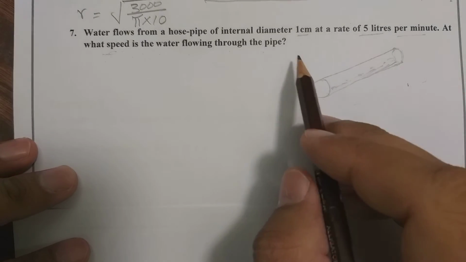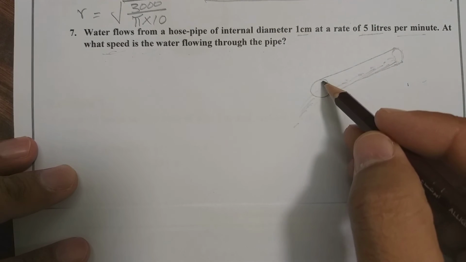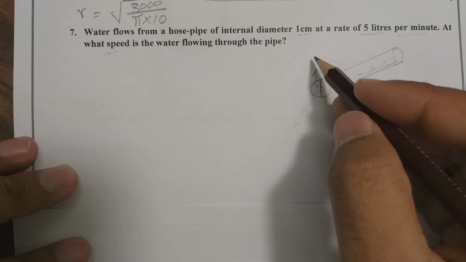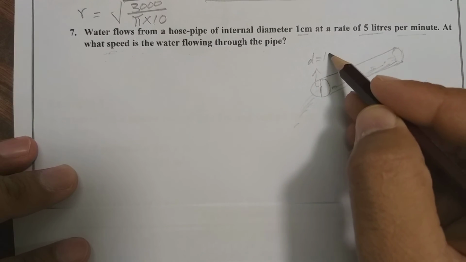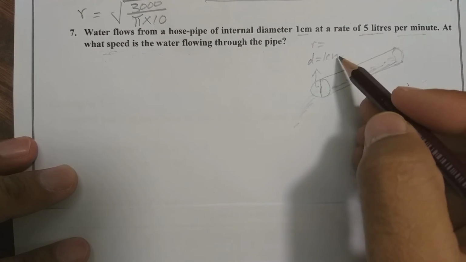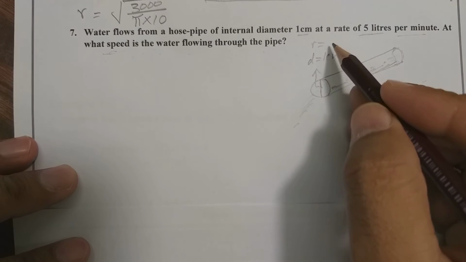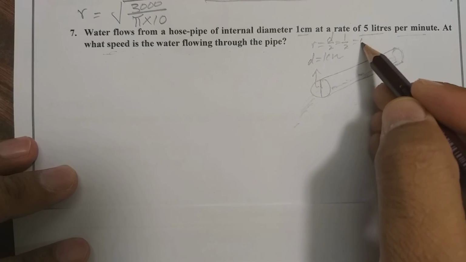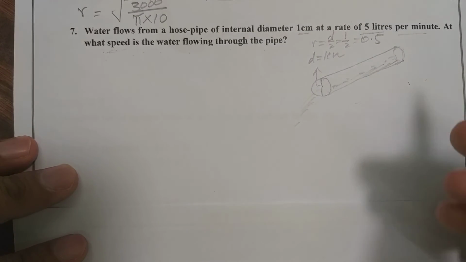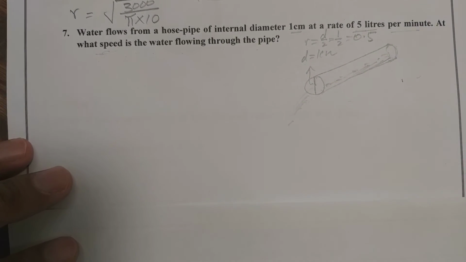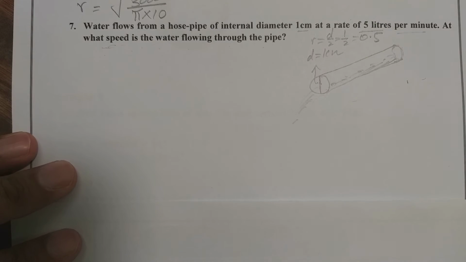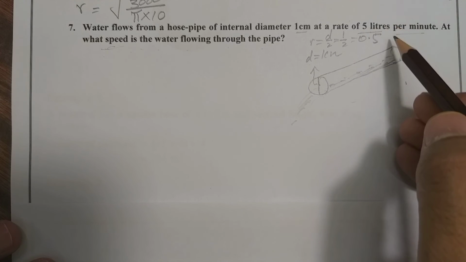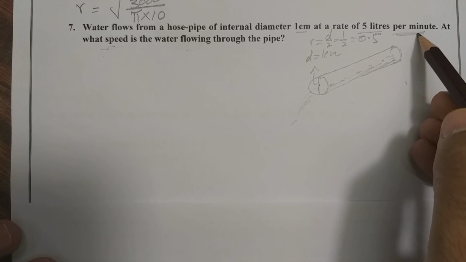He just said that the diameter of this pipe is 1 centimeter. So radius equals 1 divided by 2, both sides divided by 2. We know the radius equals d divided by 2, so d equals 1, divided by 2 equals 0.5. So the radius of this cylindrical pipe is 0.5. Okay, so 5 liters per minute.